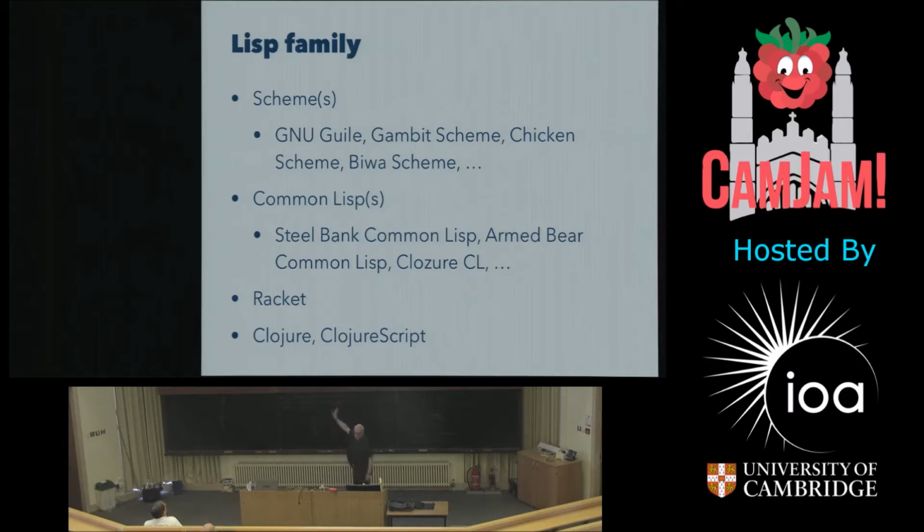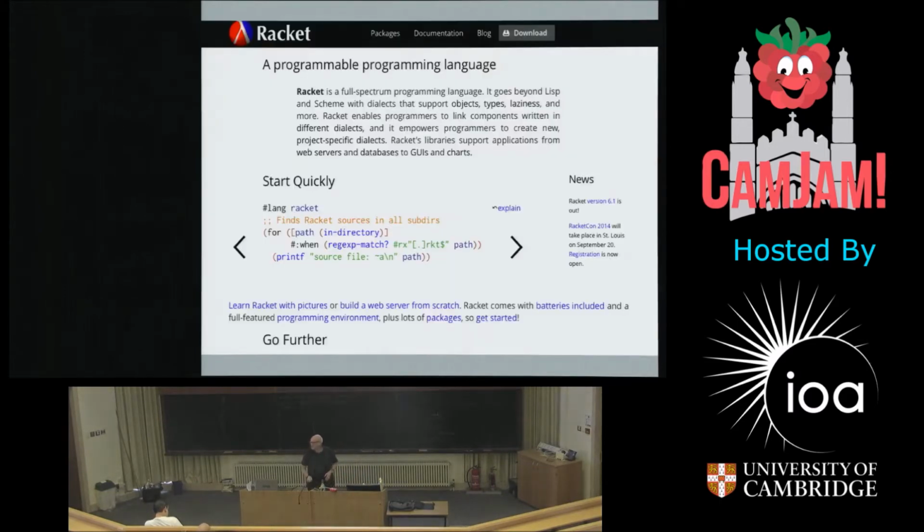The bottom two are sort of more modern Lisps. One called Racket, which I'll just give a quick demo of today, and another language called Clojure, which again runs on top of the Java Virtual Machine. And I guess it's used by people who can't bear to write another line of Java, but actually want all the infrastructure that goes underneath it.